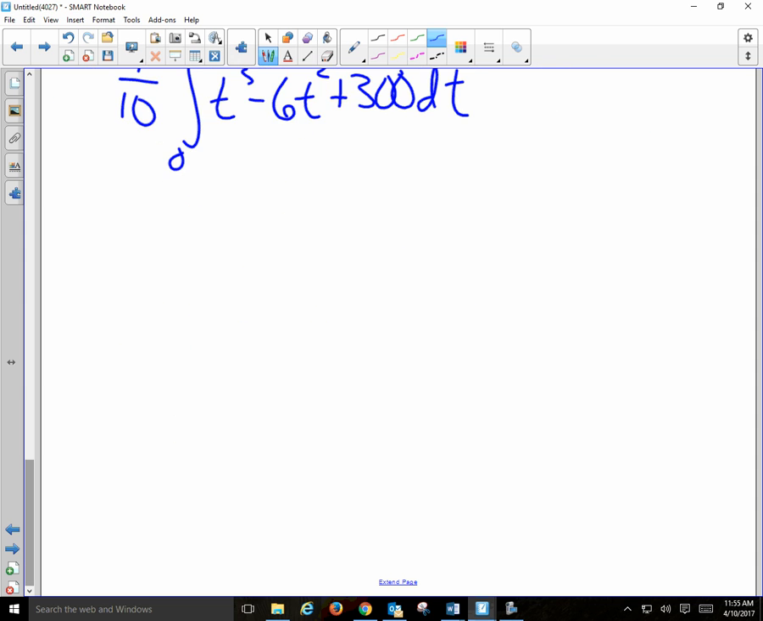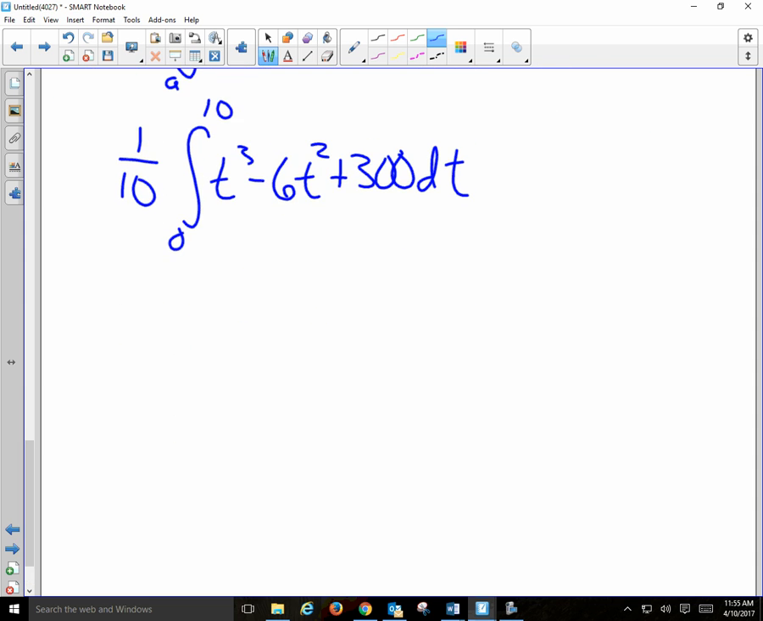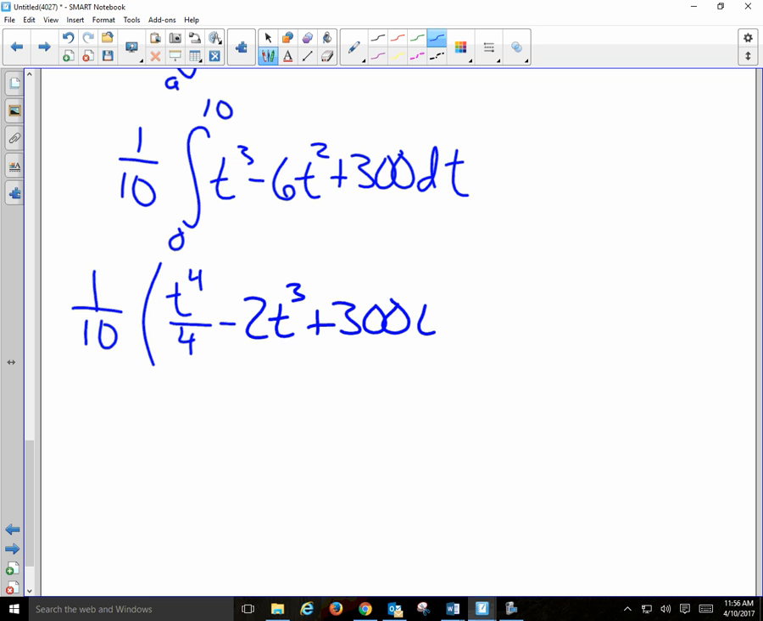Really? They expect us to do it by hand? Unbelievable. 1/10 times, what's the antiderivative of t to the third? t to the 4th over 4 minus... Yep. Sweet.